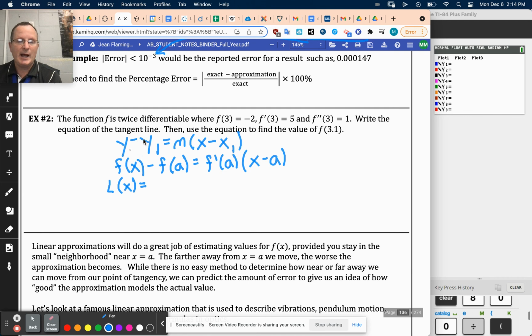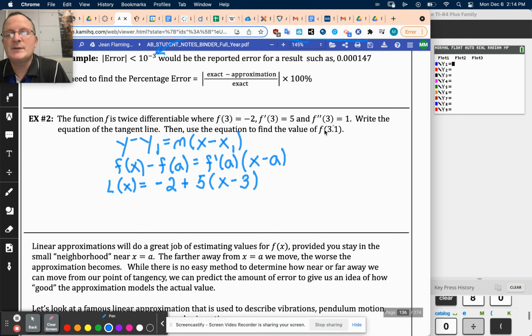So I would have had y minus y1, so that would be f of a added. So it's going to be negative 2 plus our slope, which is 5, and then x minus x1, and x1 is 3. Nothing new here. You've done this before.